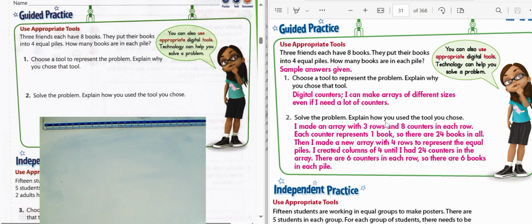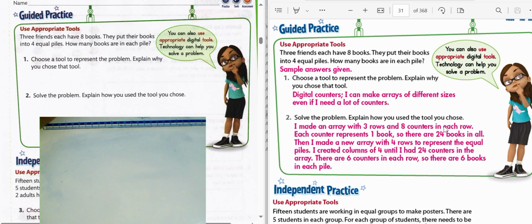Simple answer here. About this number, 8 divided by 4 equals 2. Okay, 8 divided by 4 equals 2. Solve the problem and explain. We can make an array with 3 rows. Simple answer here. Can you read this? Make an array of a different size, even if I need a lot of counters.